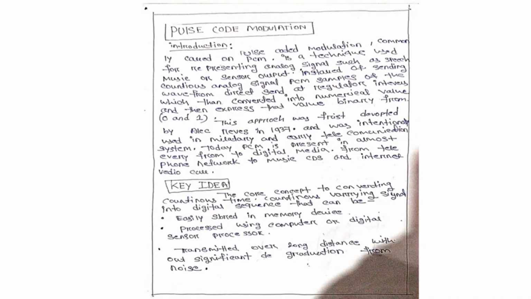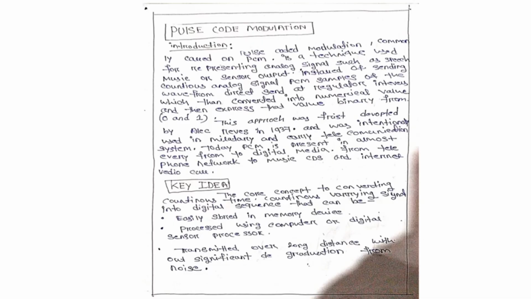Today my topic is pulse code modulation. Introduction. Pulse code modulation, commonly called PCM, is a technique used for representing analog signals such as speech, music, or sensor output. Instead of sending the continuous analog signal, samples of the waveform are sent, which are then converted into numerical values and expressed in binary form, as 0s and 1s.